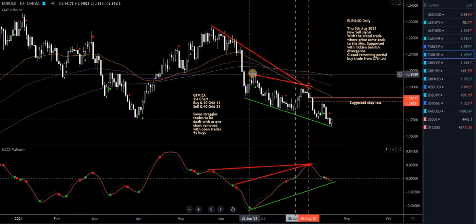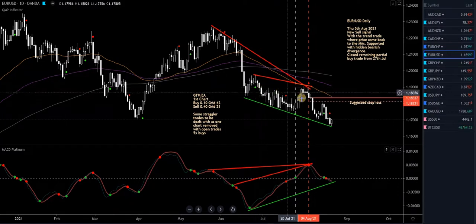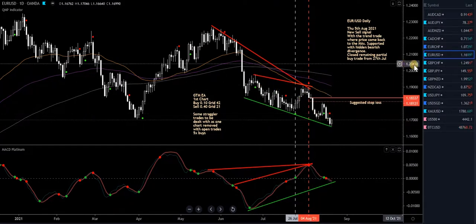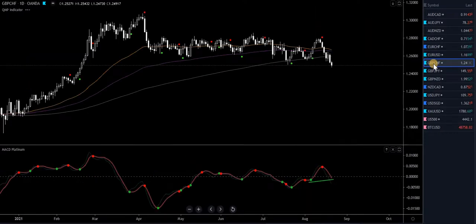Look at the big picture. Didn't break the previous high. It's heading down. So it's the Euro USD, still on trade there. Pound Swiss.